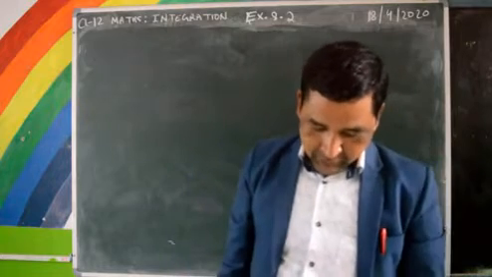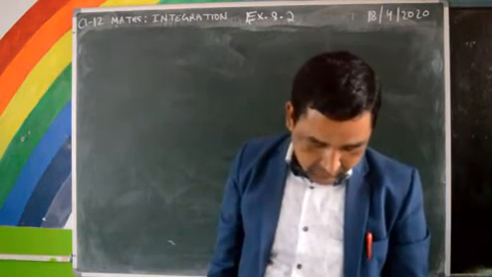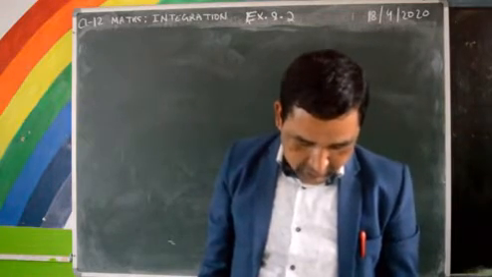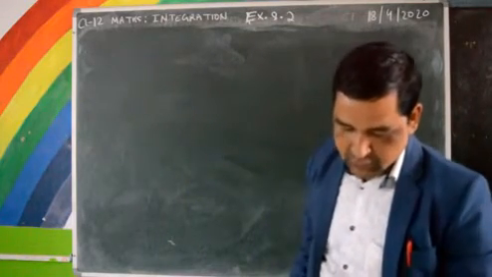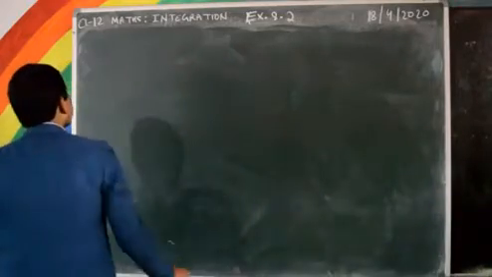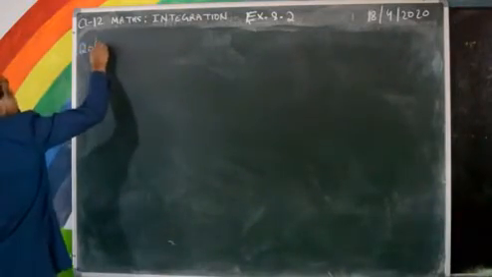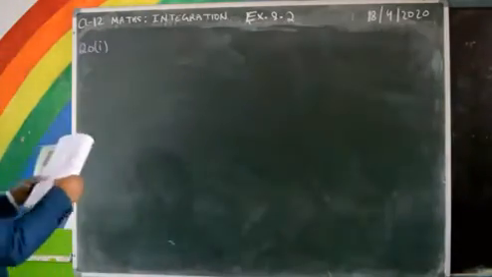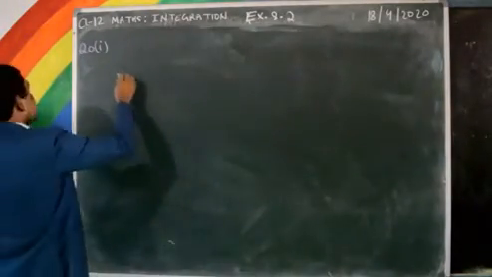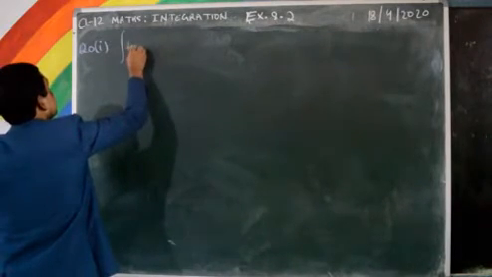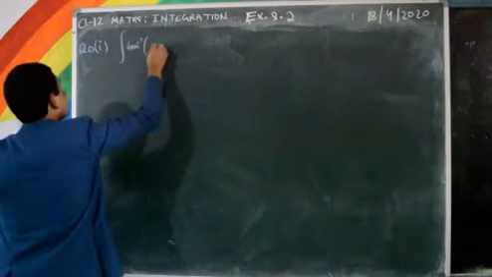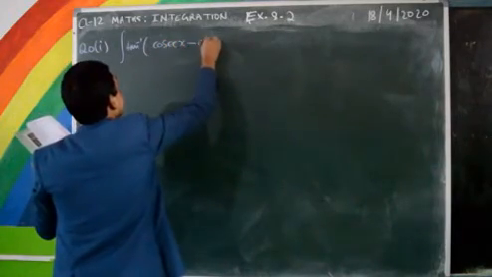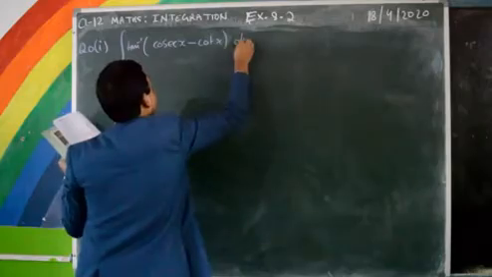Now next question. We did up to 19. Question number 20, sub question 1. Let me copy the question. The question is integration of tan inverse of cosec x minus cot x, dx.